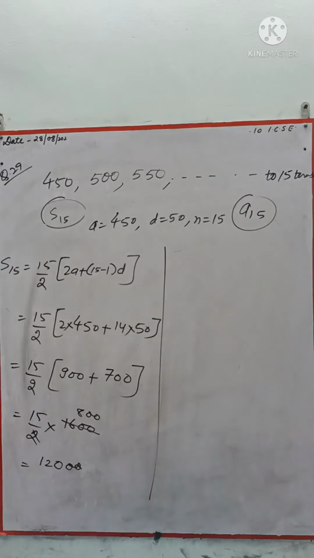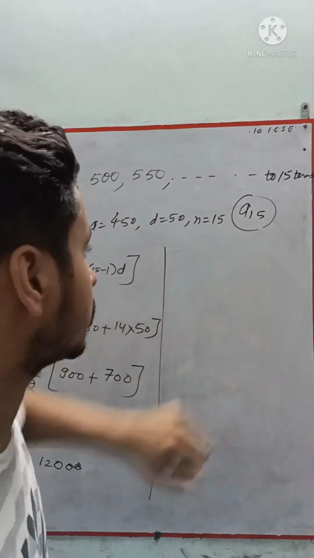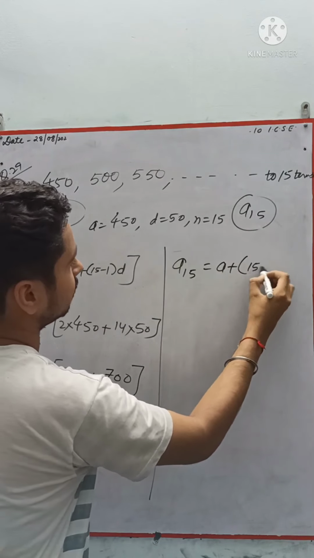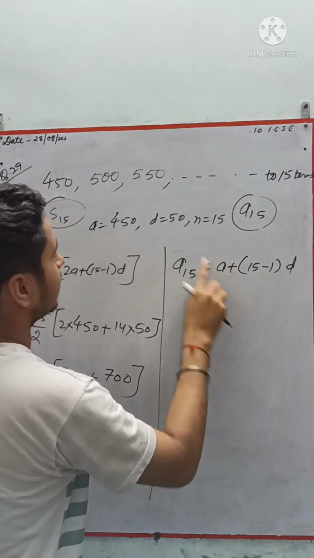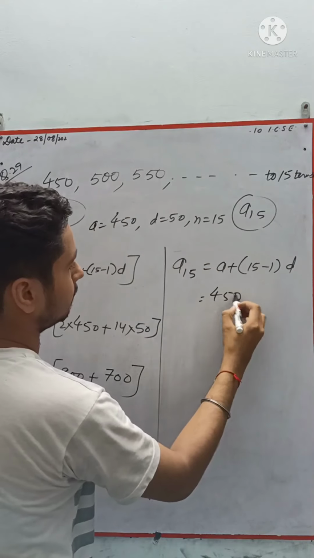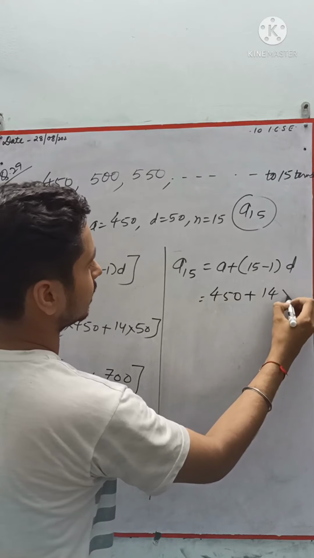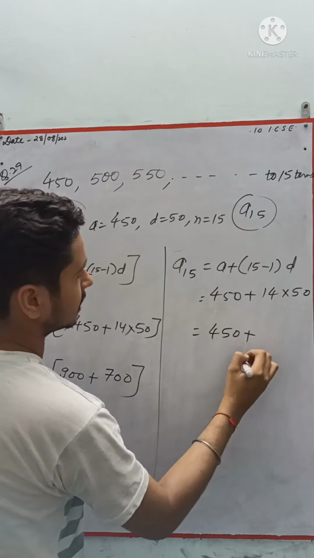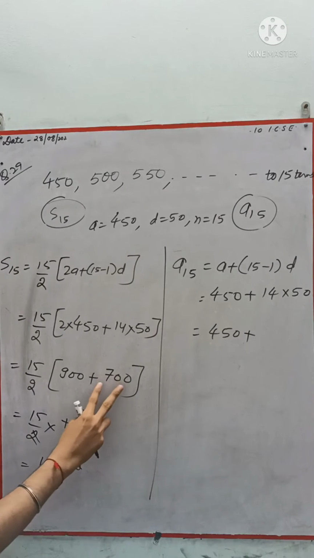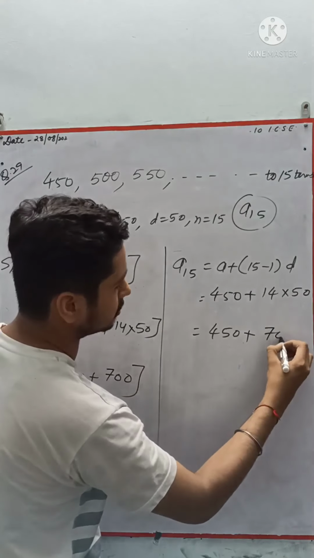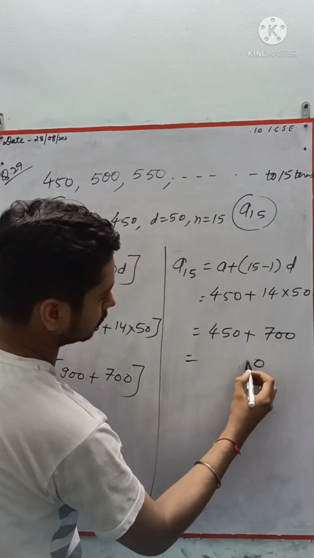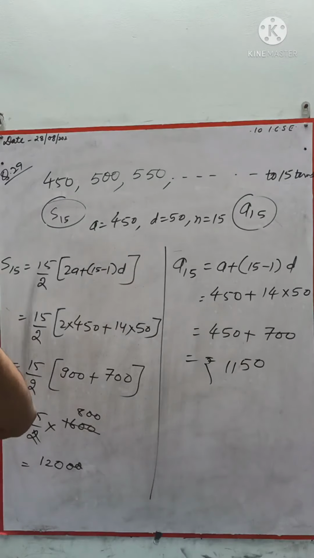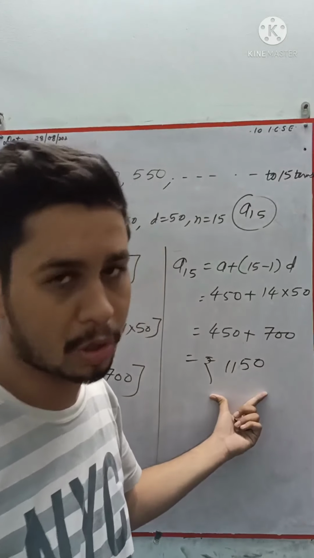Now we have to find A15 also, the last installment. So A15, that is A plus (15 minus 1) into D. A is 450 plus 14 into D, D is 50. So 450 plus 14 into 50, which we have calculated, yes, 700. So plus 700, rupees 1150 will be her last installment.